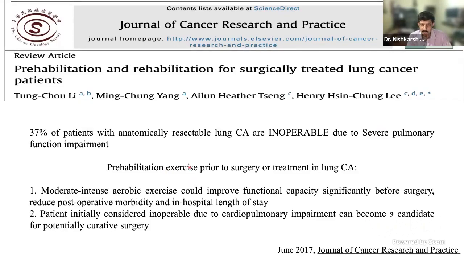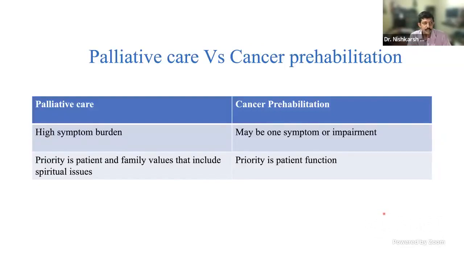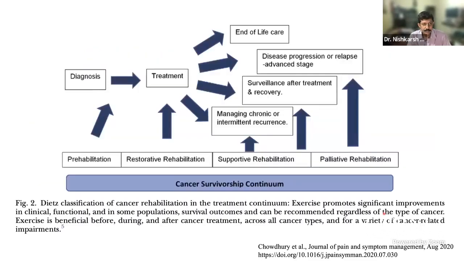Rehabilitation exercise prior to surgery or treatment in lung cancer improved functional capacity significantly before surgery, reduced post-operative morbidity and in-hospital stay. A patient initially considered inoperable due to cardiopulmonary impairment may become a candidate for potential curative surgery if we do a good preconditioning of the patient.